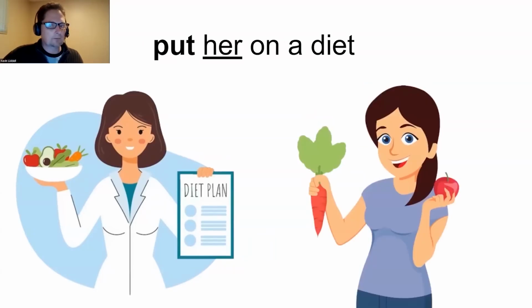Another example. Her doctor put her on a diet. Again, the T is a fast D because it's between vowels. It's between vowels because the H is silent. The H is silent because it's not an important word. It's not a stressed word. So put her. You can say put her and make the T a stop T, or you can make the T a fast D, put her. Her doctor put her on a diet. Her doctor put her on a diet because she's having surgery next week.